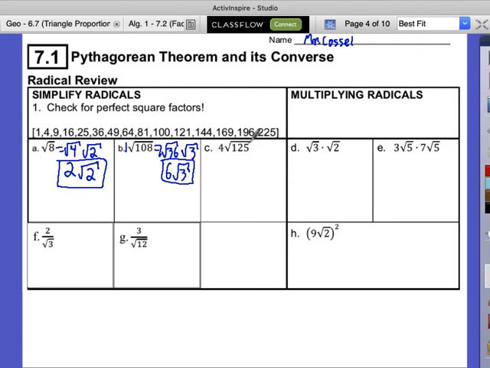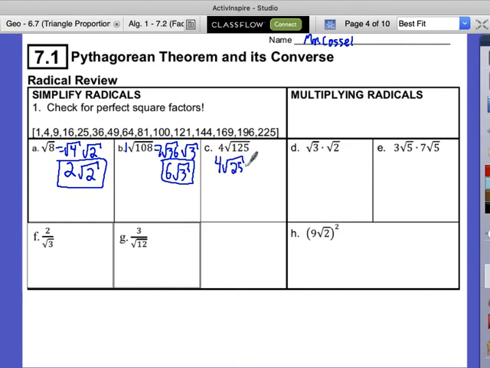Okay, so is 125 a perfect square? Yeah. Okay, does 121 go into it? No. 100? No. 81? No. 64? 49? No. 36? 25? Yes.